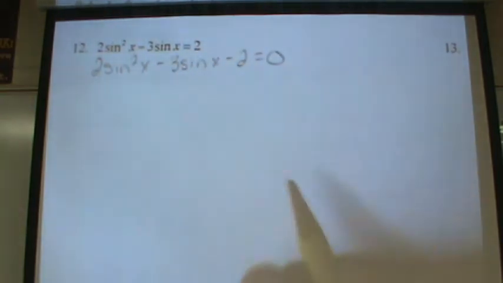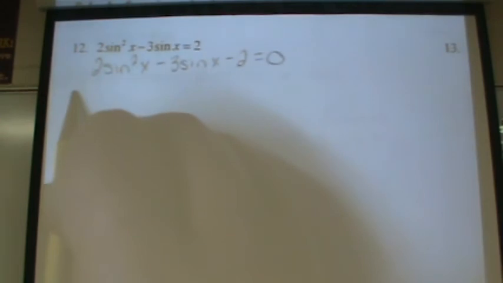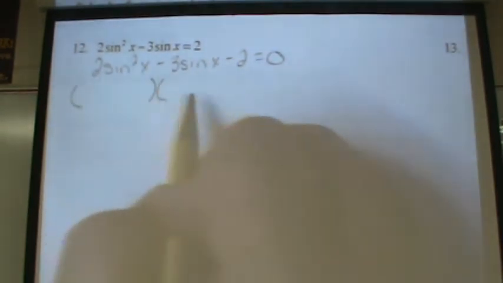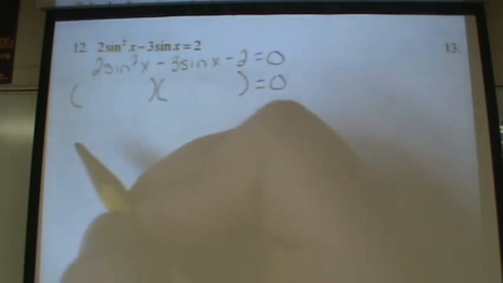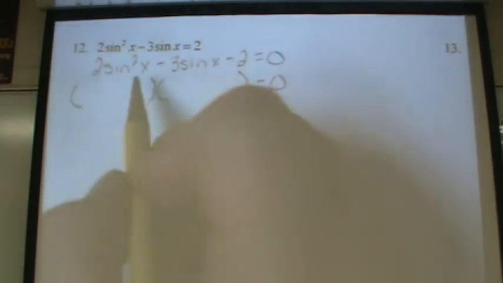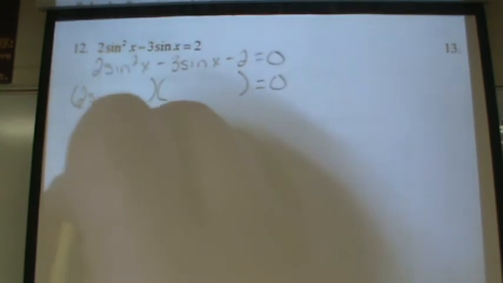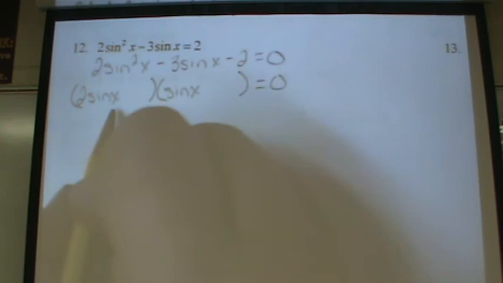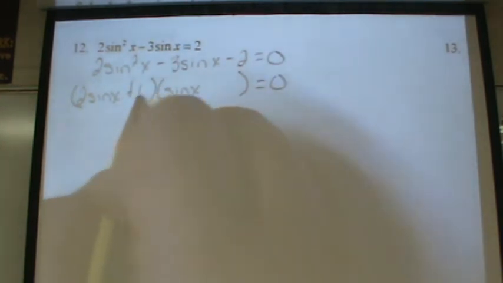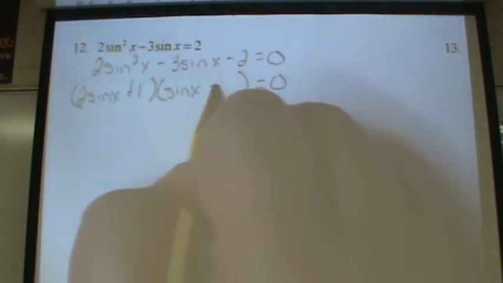So for number 12, we're going to move this 2 over. We're going to have 2 sine squared x minus 3 sine x minus 2 equals 0. And then we're going to factor. I'm going to leave the signs in, but you don't have to when you're factoring these. So I have 2 sine x and sine x. And this is going to be a plus 1. This is going to be a minus 2.